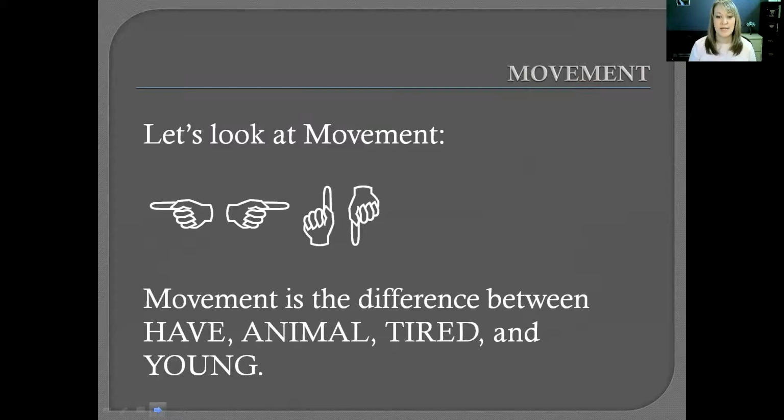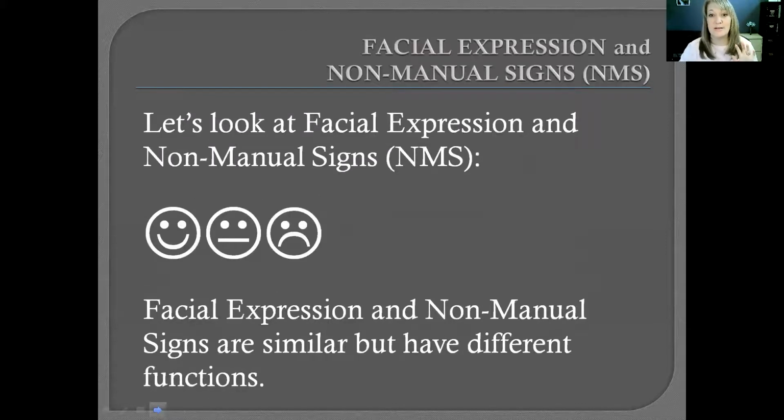They're super close. Ready? Have, animal, tired, and young. Okay, it's the same hand shape. It's the same palm orientation. It's the same location. It's only the movement that makes a difference. Have, animal, tired, and young. All right, so movement is an important parameter. They're all important, but an important parameter of ASL.